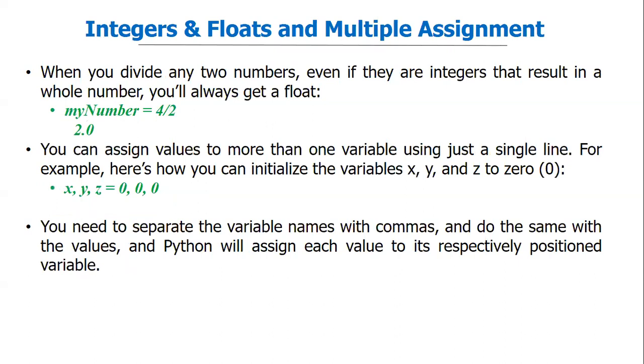Okay, now integers and floats and multiple assignment. This time around, we are going to combine integers and floats. When you divide any two numbers, even if they are integers that result in a whole number, you are always going to get a float. Yes, in Python. So for instance, we have this variable value, 4 divided by 2. Naturally, when we divide 4 by 2, we get 2. But when you run this line of code, we are going to get 2.0. That is why we are saying that even if they are integers that result in a whole number, you always get a float.